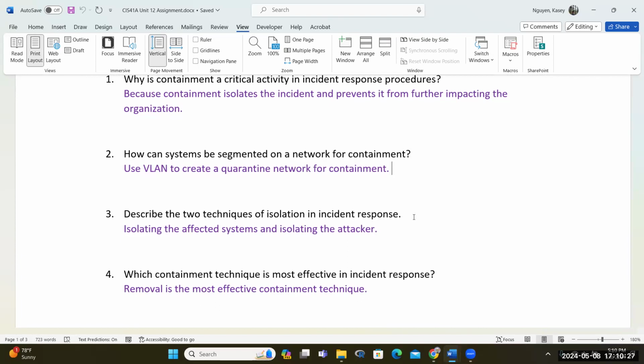So how do I know what kind of systems are affected? Usually through monitoring, right? So potentially if you see the traffic targeting those systems, we want to put those systems on a separate segment. And then if you have a user account that is being impacted in an attack, or potentially you see the account as an attacker, then you want to isolate the attacker.